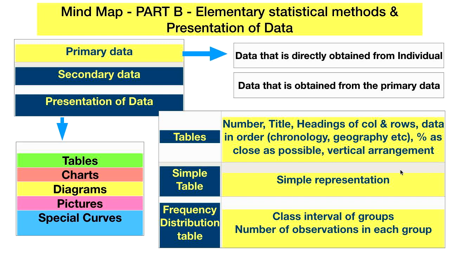And percentages should be there, and vertical arrangement is always better because the human eye is trained to read and interpret a vertical arrangement more easily than a horizontal arrangement. And there are two types of tables, simple tables and frequency distribution tables. All these things are given in the part. Nice diagrams are there, please look into the diagrams. Class interval, like we can have 5 to 10, 10 to 15. If you represent those individuals, then your class interval becomes 5, because the interval between the groups is 5.